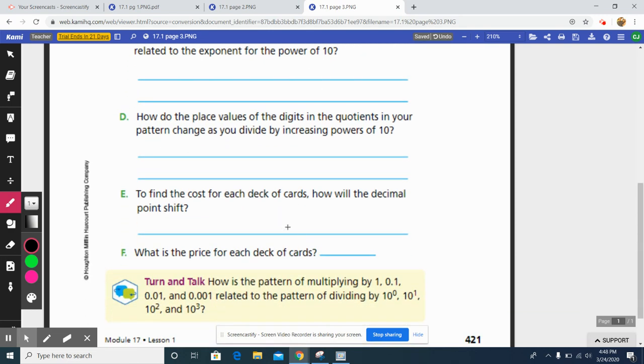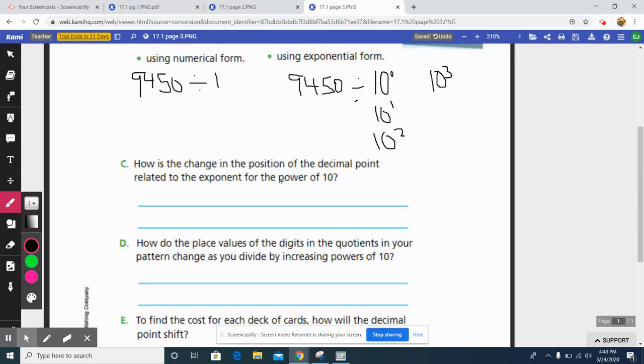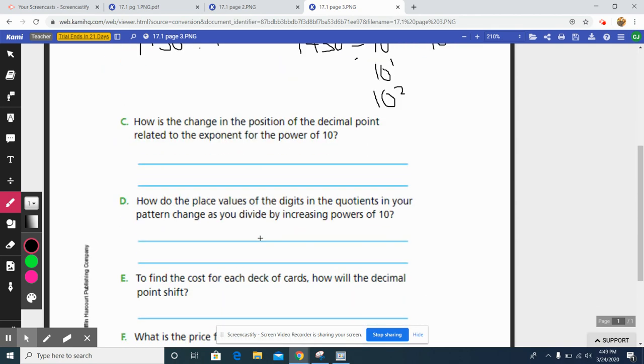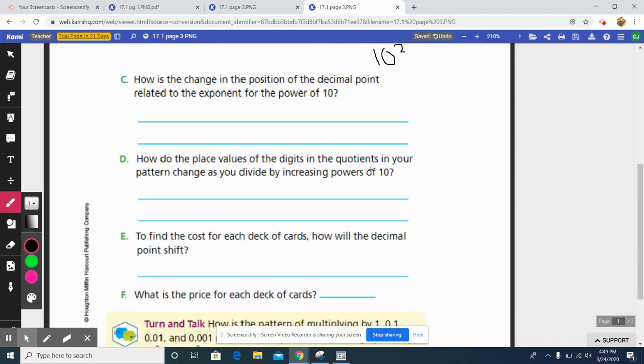So to find the cost for each deck of cards, how will the decimal point shift? Well, we're dividing by 1,000, remember? So we're doing 9,450 divided by 1,000. So how many times are we going to move that decimal to the left? We're going to move it 3 times. 1, 2, 3. We're going to move it 3 times to the left.